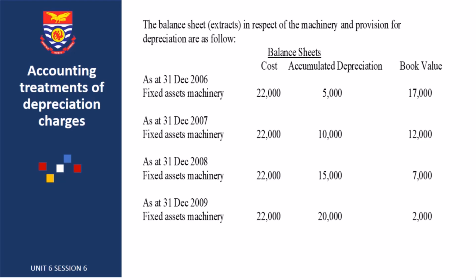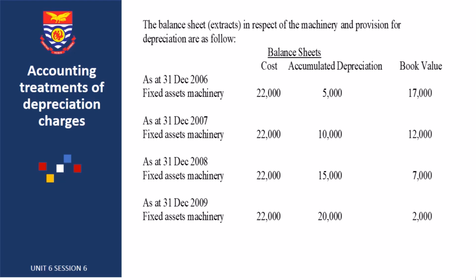The accumulated depreciation for the first year will be 5,000. So we deduct that from the cost of the asset and we have the net book value of 17,000. In the second year, 2007, the accumulated depreciation will be 10,000. We deduct that from the cost of the asset and the net book value will be 12,000.